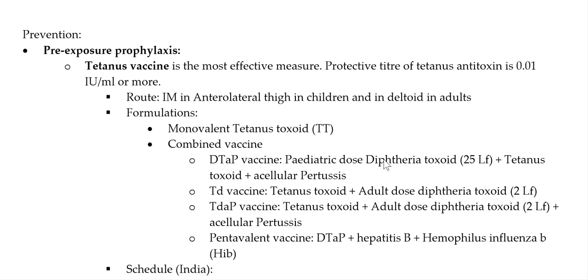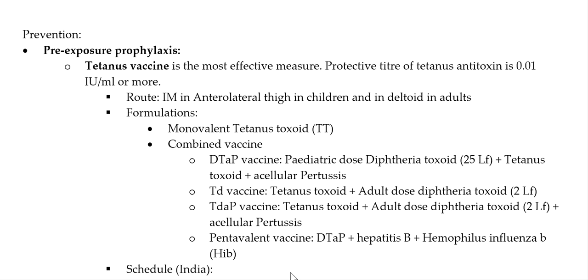Now there are various formulations available. It could be monovalent tetanus toxoid or it could be a combined vaccine like DTaP, as we have seen earlier in the case of diphtheria, that is pediatric dose diphtheria toxoid 25 Lf units along with tetanus toxoid and acellular pertussis component. Or it could be Td vaccine, that is tetanus toxoid along with adult dose of diphtheria toxoid, that is 2 Lf units. Or it could be Tdap vaccine in some countries, for example, tetanus toxoid, adult dose diphtheria toxoid along with acellular pertussis component. Or it could be pentavalent vaccine along with DTwP combined with hepatitis B and Haemophilus influenzae B component.